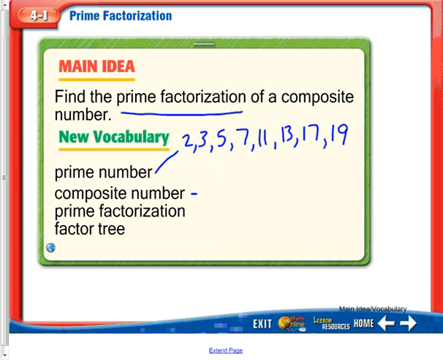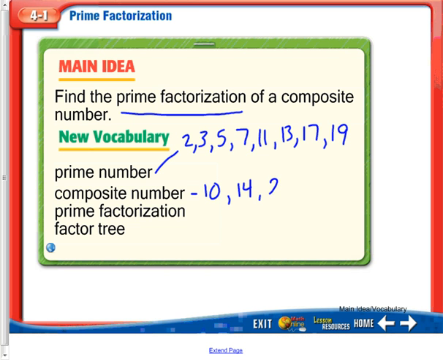So an example of a composite number would be any even number greater than 2. Any even number greater than 2 is divisible by 2. So 10 would be an example, or 14 is an example. Any number that can be broken down into other prime numbers is an example of a composite number.